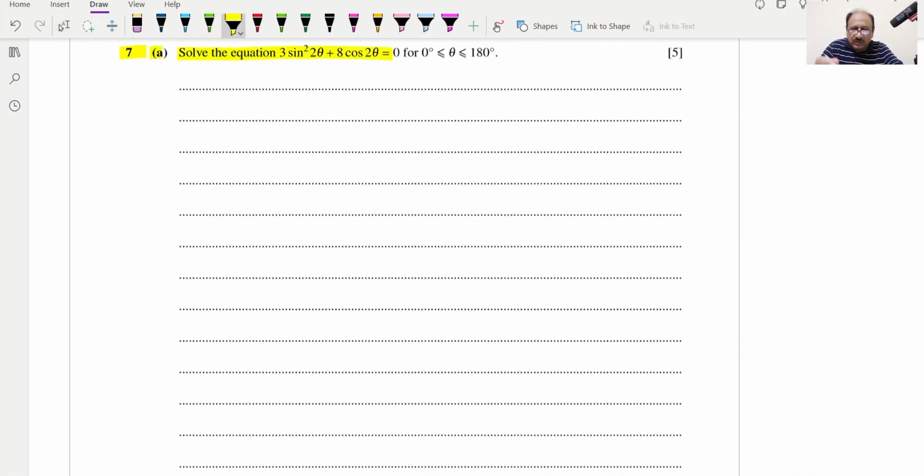Now we can move to question number 7, the A part. Solve the equation, this is equal to 0, where theta varies from 0 to 180.